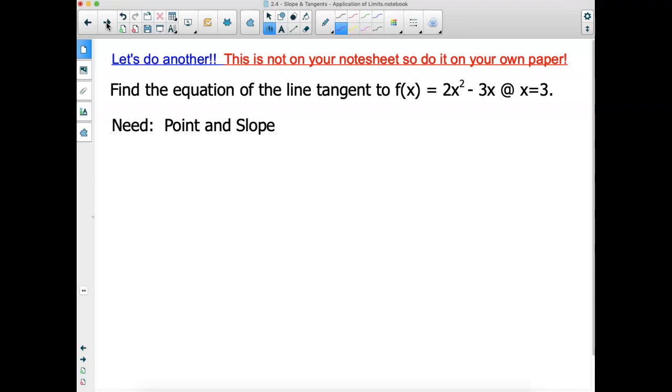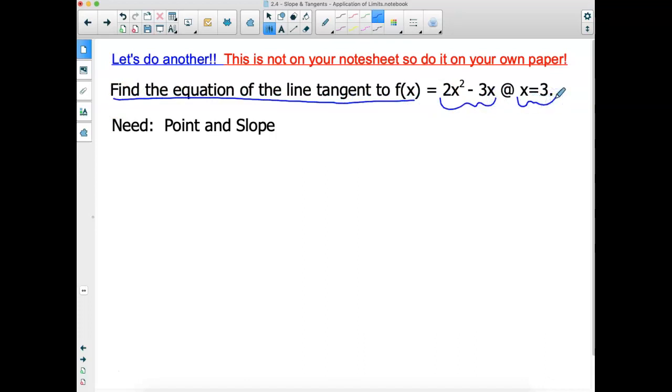But we're going to do another example here. This is not in your note sheet again. Hit pause, grab a sheet of paper, give it a shot so you can follow along. What we're going to do is find the equation of a line tangent to f of x. I have a brand new function and it's going to be at x equals 3 this time.